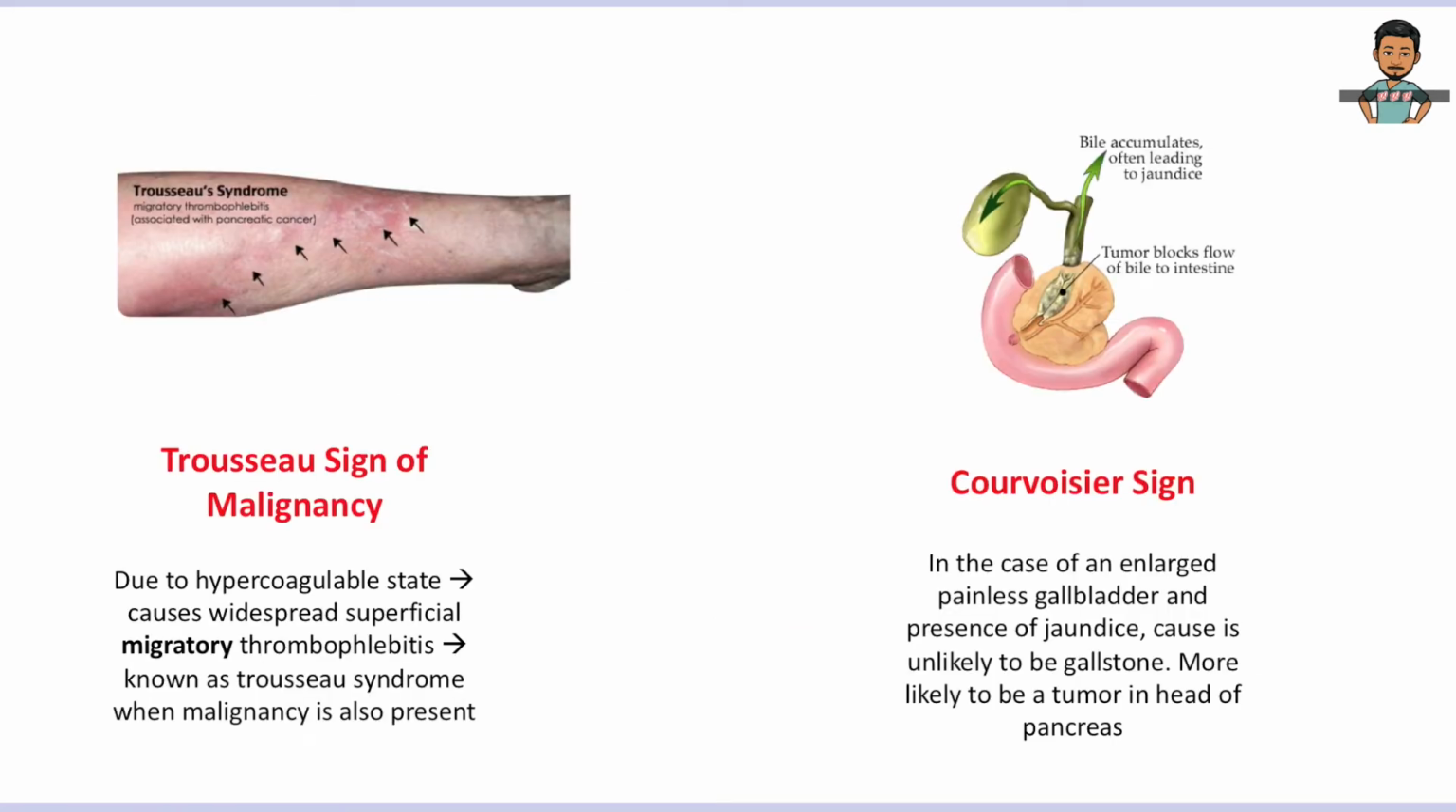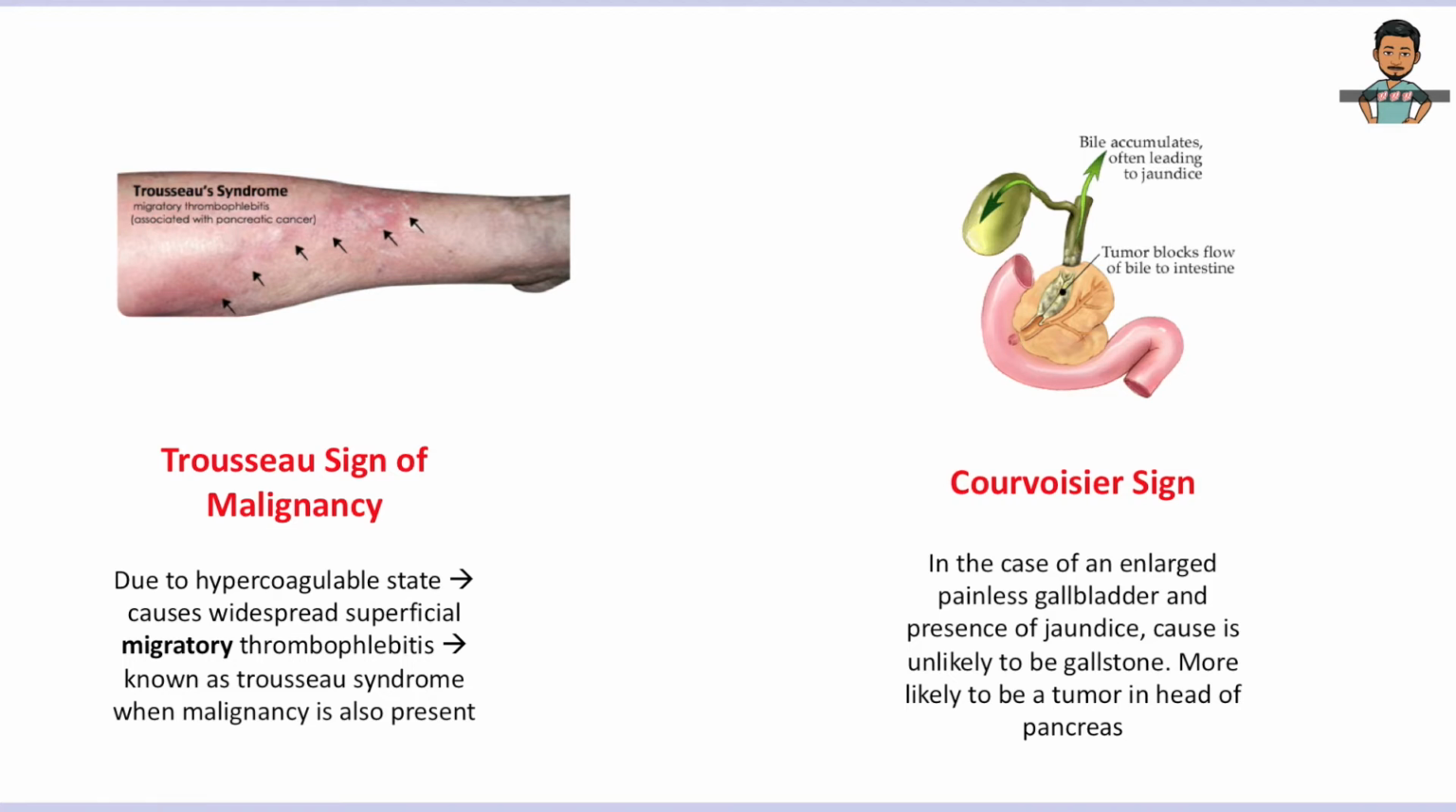Trousseau's sign of malignancy is tested often. It's due to a hypercoagulable state. You know that in all malignancies, cancers increase the chance of clots forming. They cause the body to be in a hypercoagulable state. So this causes widespread superficial migratory thrombophlebitis. Basically, what happens is that you'll get thrombophlebitis in the leg, and it'll then move to the arm. And the patient will complain of this, and oftentimes this can be like the first presenting sign.